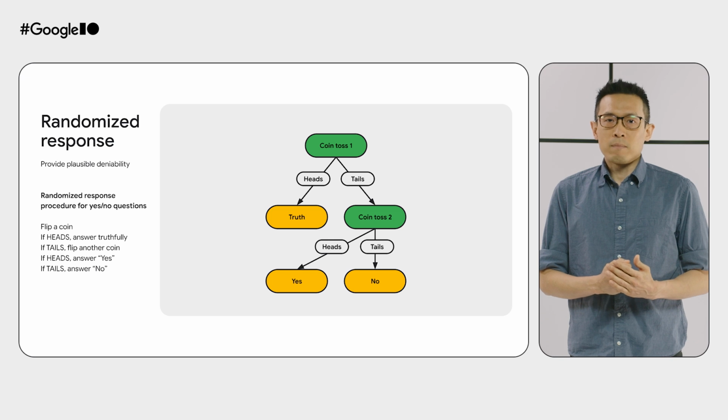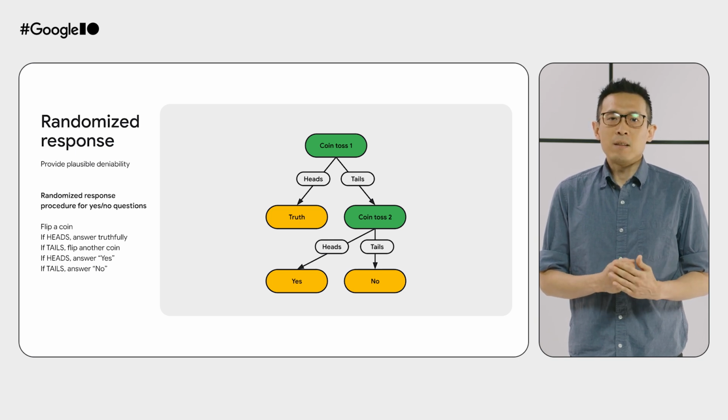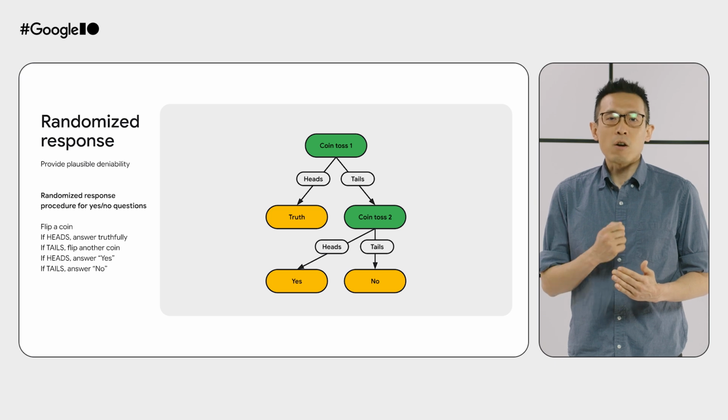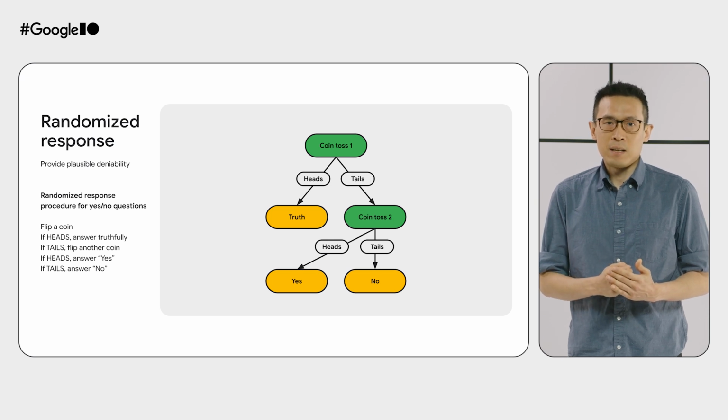Here's how it works. The researcher will ask if you floss every day. And before you answer the question, you flip a coin. If it's heads, then you answer truthfully. If it's tails, then you flip the coin again. And if the second flip is heads, then you must answer yes, regardless of what the true answer is. And if it is tails, then you must answer no.